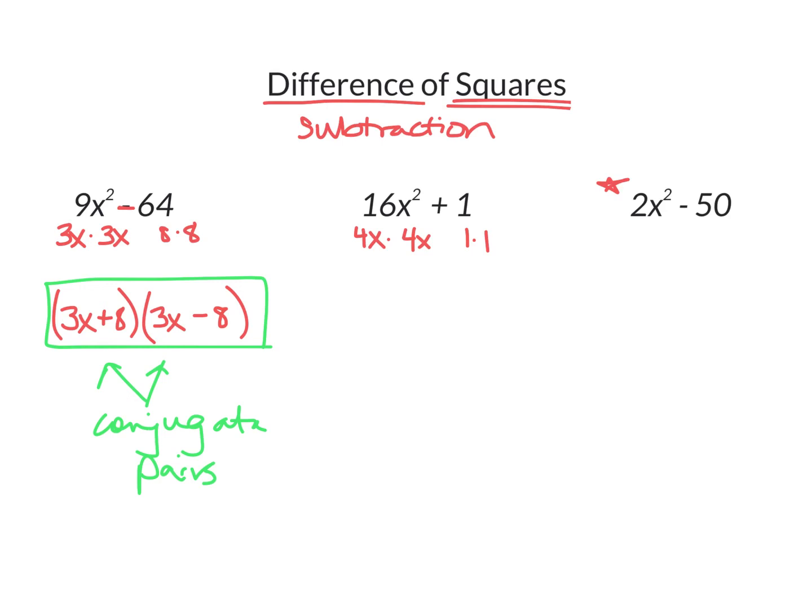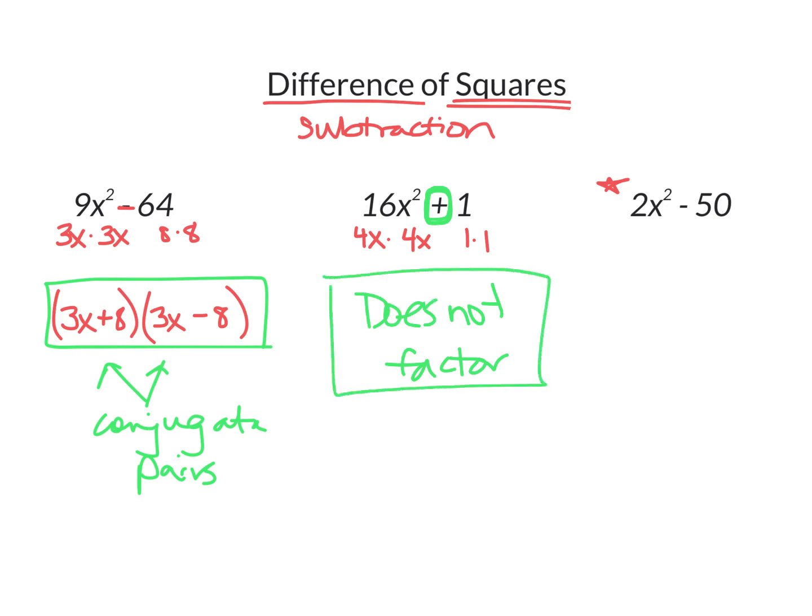The problem here is that this is not subtraction. This is addition, which means there's no way for me to create conjugates, positive and negative, because I can't multiply a positive by a negative and get a positive. So that means this right here does not factor. Most of the ones we do will, but this one does not. So that's where we have to leave it. Does not factor. All right.